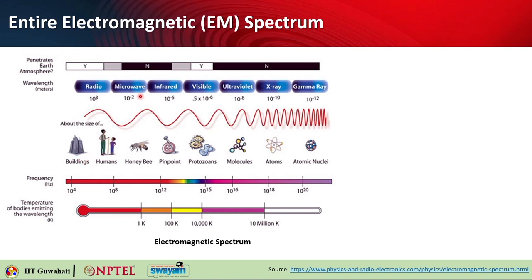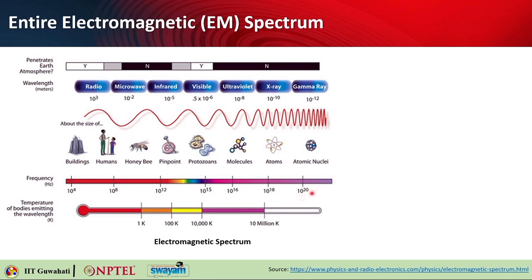Microwave, you all must be familiar with. Microwave radiation typically has a wavelength of 10 to the minus 2, so that's centimeter scale, and the size is typically that of a honeybee. And as you go towards visible, ultraviolet, X-ray and gamma ray, your wavelength is getting reduced, and the comparable sizes are also getting reduced. The corresponding frequency can also be seen here.